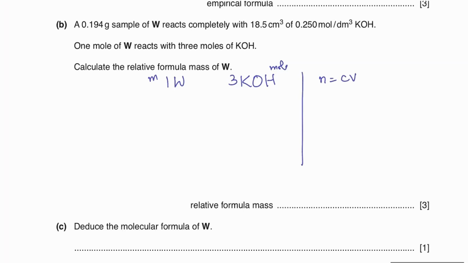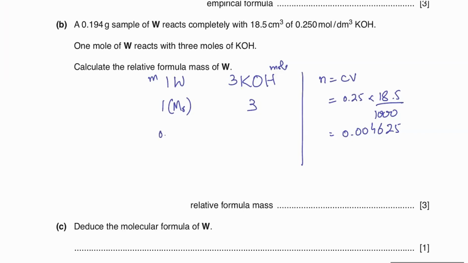N equal to CV. C is 0.25. Volume is 18.5 over 1000. That gives me 0.004625. ठीक है. So let's do the question. वो कहता है कि 1 mole का mass, वो तो मेरे पास है ही नहीं. 1 mole का mass होता है MR, वो मुझे पता ही नहीं है. तो I'll just put MR there. React with 3 moles. Notice I did not write anything else. I just needed the moles for this because it's a solution.